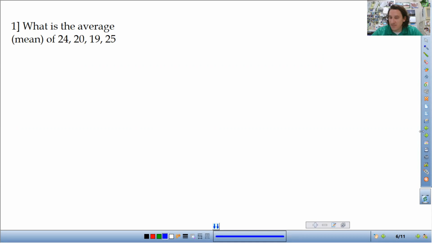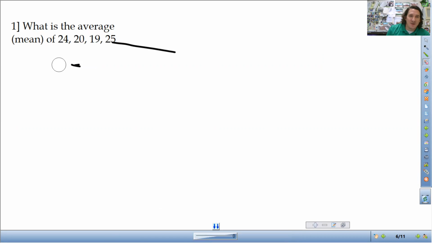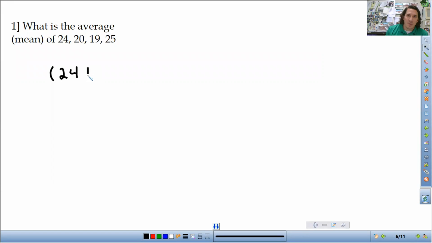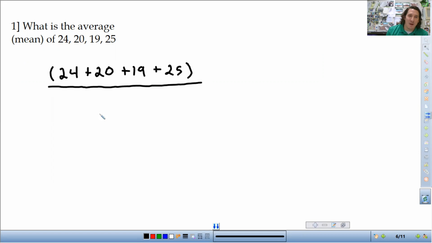So the math term is mean. When we're talking about average in this textbook, we are talking about the mean. To find the average, for this example here, you take all the numbers there and add them together. So 24 plus 20 plus 19 plus 25, and then you divide it by how many numbers there are.